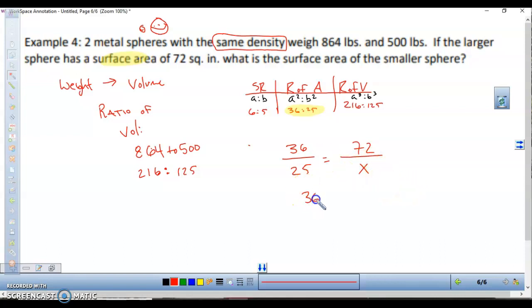So when I cross multiply, I get 36x is equal to 72 times 25, which is 1800. And then I'll divide both sides by 36. And I think we get 50. And we do. So x is 50. And to answer my question, what's the surface area of the smaller sphere? Well, it's 50 square inches.